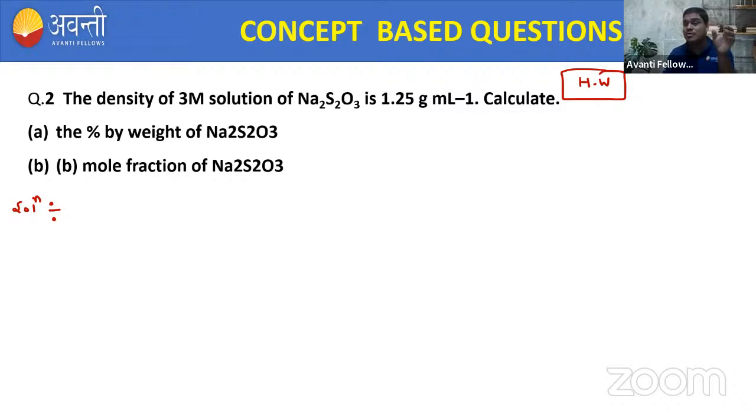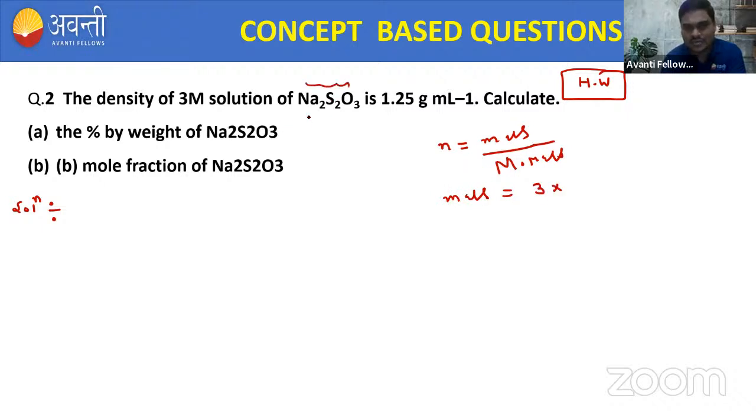3 molar means 3 moles in 1 liter. So if you've got the number of moles, this is the mass. Let me solve one question for you so that you can solve the rest. And this is the molar mass. So if you want to calculate the mass, that is nothing but 3 moles times the molar mass of Na2SO4. So just calculate the molar mass of Na2SO4 and put in the value.